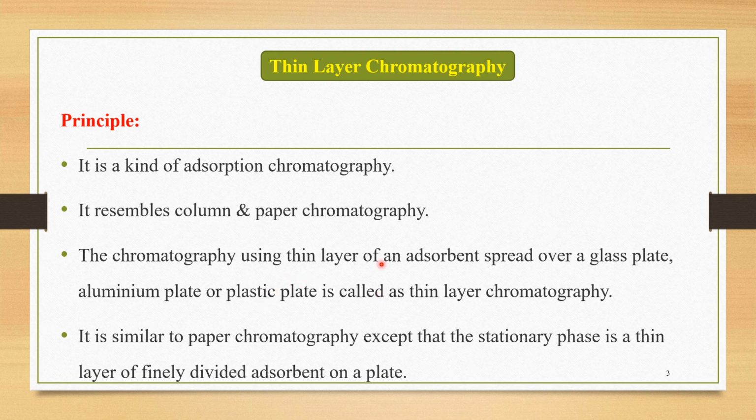Now, in this case, the adsorbent we have to spread over a glass plate. We have to take a glass plate. We may take here an aluminum plate or plastic plate. So that type of chromatography is nothing but our thin layer chromatography. It is similar to paper chromatography except that in this case the stationary phase is a thin layer of finely divided adsorbent on a plate. On the other hand, in paper chromatography we use a filter paper. So this is the simple principle of thin layer chromatography.